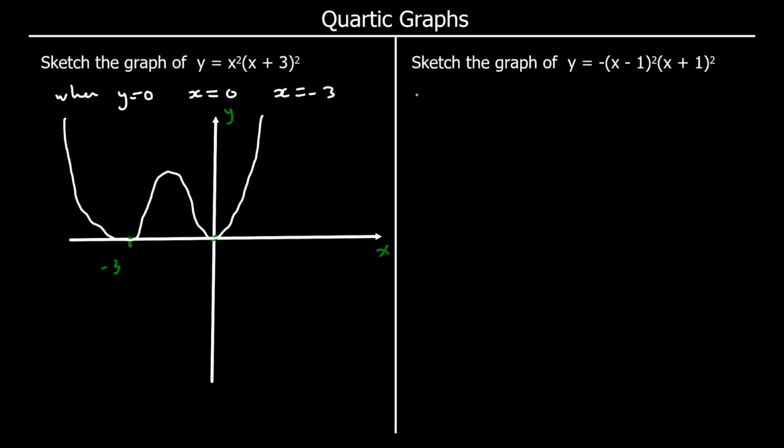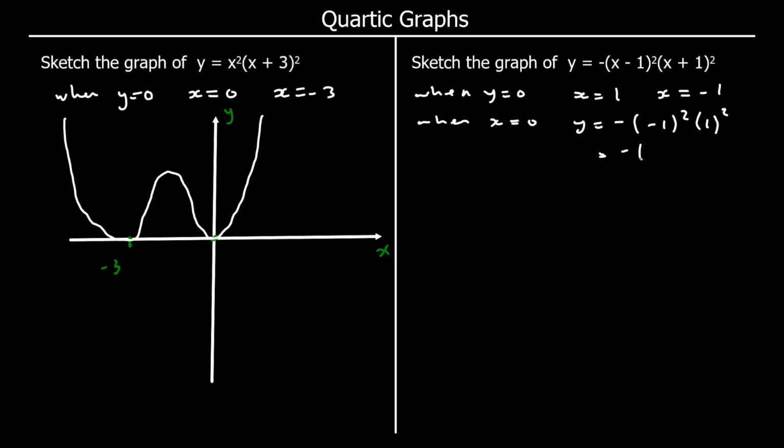So when y equals 0, what does x have to be? X can be 1 or -1. And when x equals 0, y is going to be -1 squared times 1 squared. So that's -1. It's going to be a negative shape because it's got a negative times the whole thing. So we're going to have an x squared times x squared times -1. That will be negative x to the power of 4.